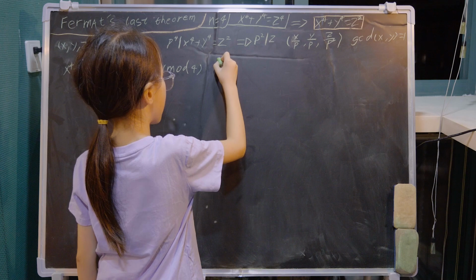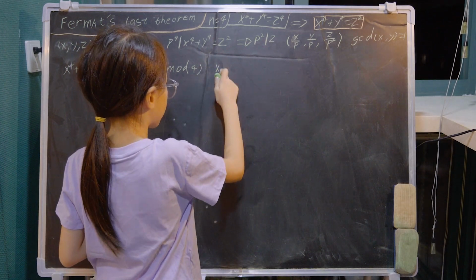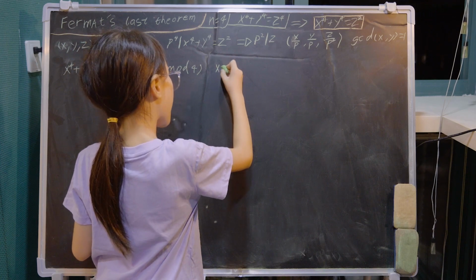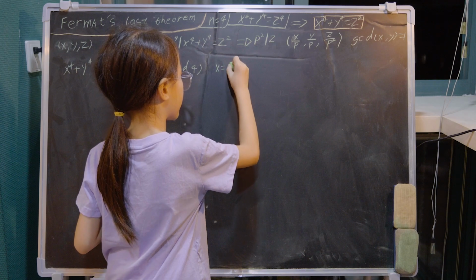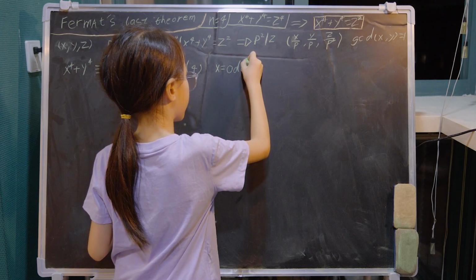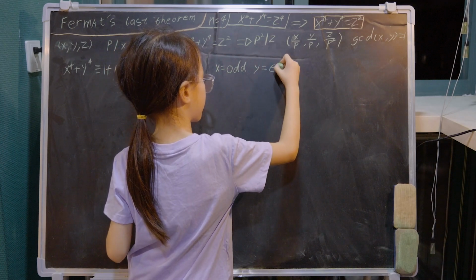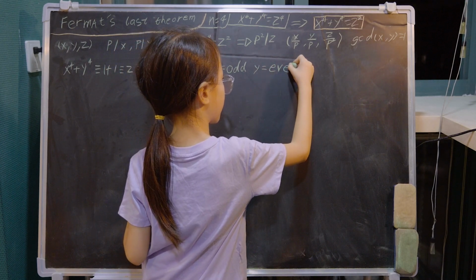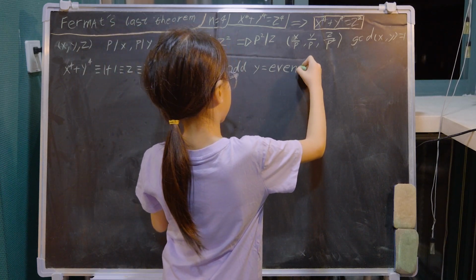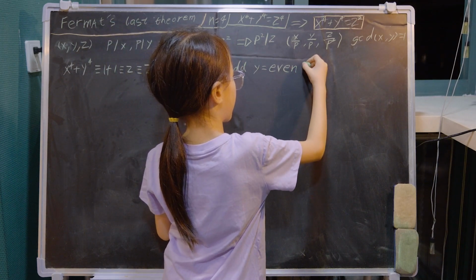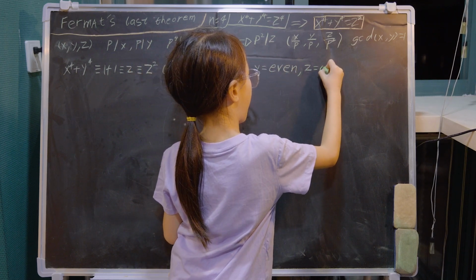Everything is now done, since we have already proved these two things. So we could set x equal to odd, y equal to even, and z equal to odd.